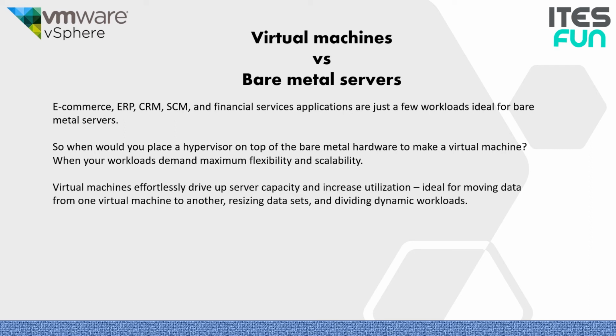So when would we place a hypervisor on top of the bare metal hardware to make it a virtual machine? When our workload demands maximum flexibility and scalability, and the virtual machine effortlessly drives up server capacity and increases utilization. This is ideal for moving from one virtual machine to another, resizing datasets, and dividing dynamic workloads. So that's all related to VMs versus bare metal and containers. Don't get confused between containers and virtual machines and the mini operating system which came out in Windows Server 2019.